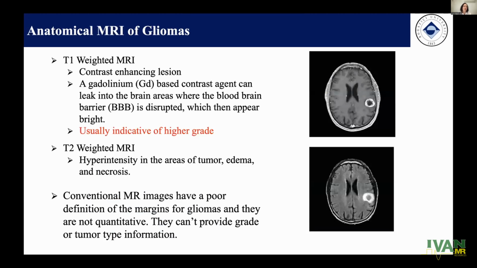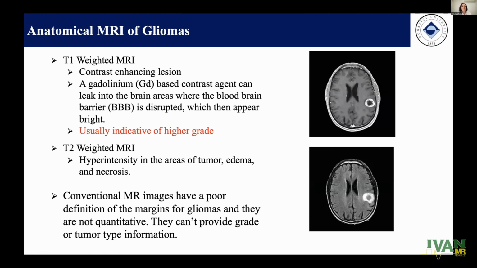Let me start with anatomical MRI of gliomas. We could acquire, as I told you earlier, a T1-weighted MRI, pre- and post-contrast. I'm not sure if my cursor is visible. I don't have a nice cursor like Puneet, but I'm just going to use my cursor. So we could get a contrast enhancing lesion after an injection of a gadolinium-based contrast agent. And this can leak into the blood-brain barrier disrupted areas, which are then going to appear bright. And this is usually indicative of a higher grade tumor. We could also get a T2-weighted MRI image, which has a hyperintensity in the areas of tumor, edema, and necrosis.